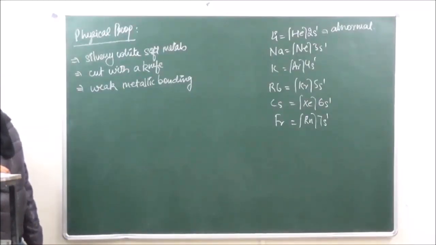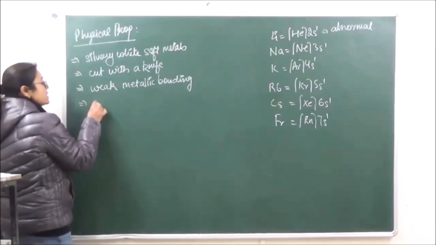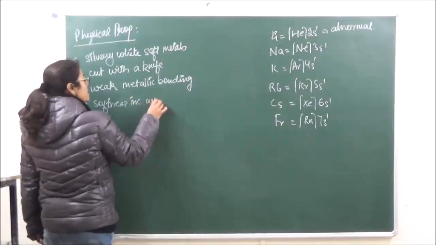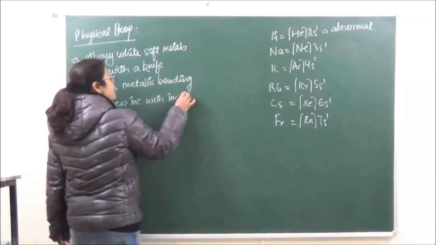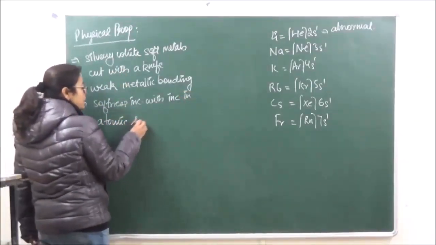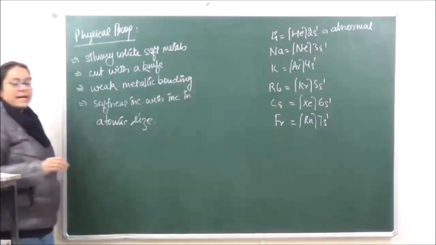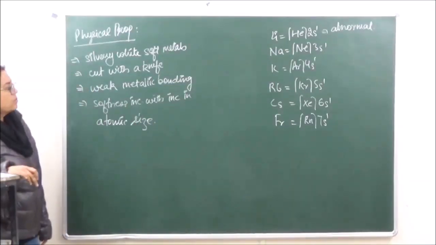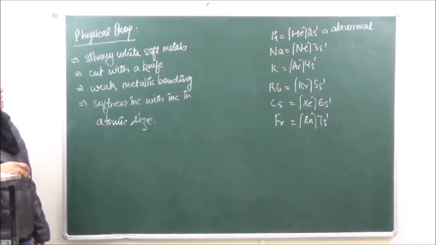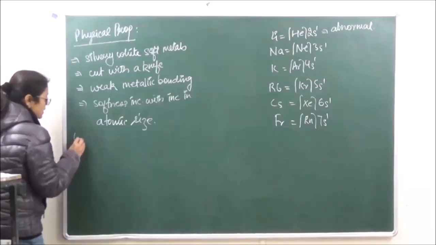Okay? Now over here, softness increases with increase in atomic size. So as we keep going down the group, the size will increase and hence the softness is also going to increase, right? Why? Because when the size becomes bigger, the intermetallic forces are also going to become still weaker. So that is why the softness will keep on increasing.